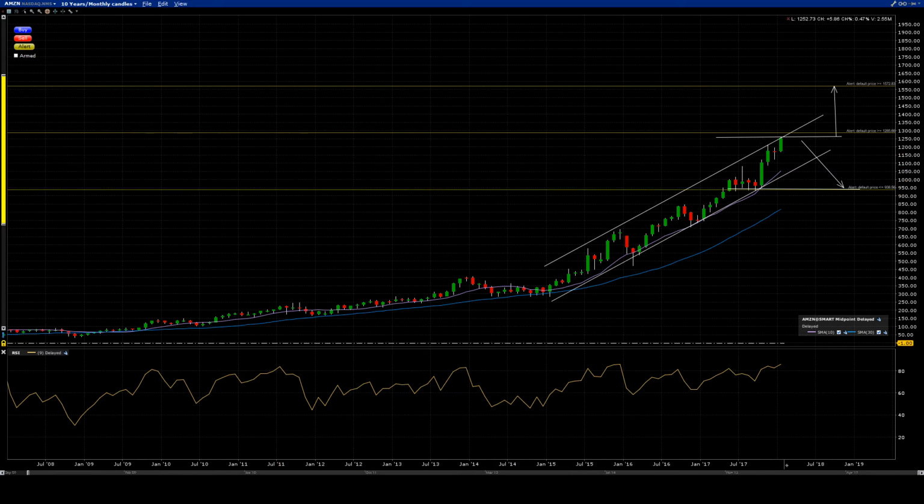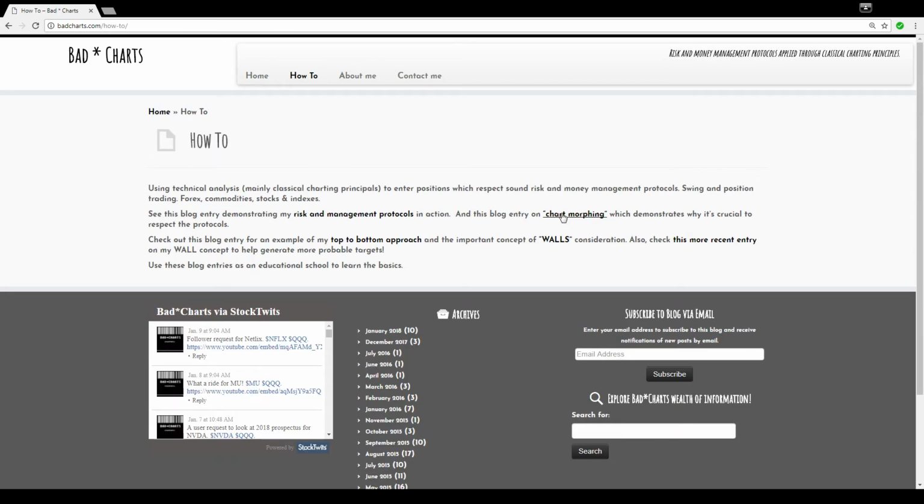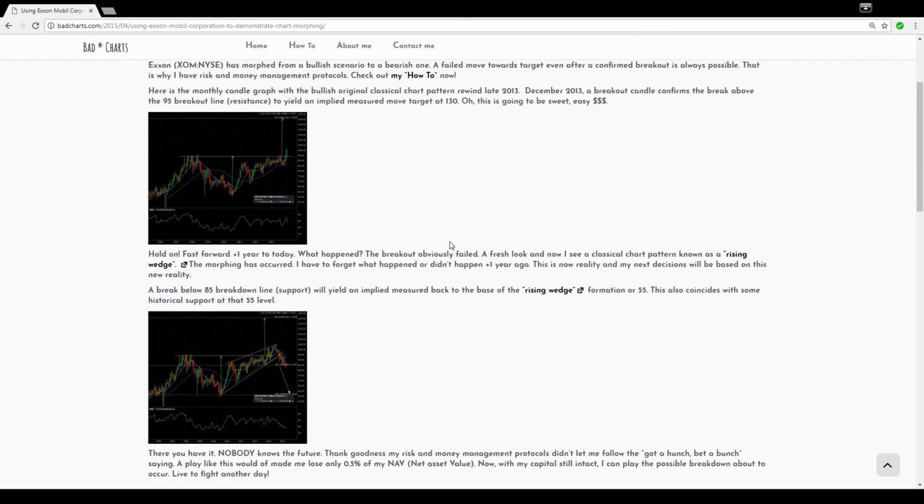I can show you if we go back to my Badcharts.com, click on the how-to. You could see here I have a blog entry trying to demonstrate how I view what chart morphing is for me. You've probably seen the same phenomenon, but have another name for it.